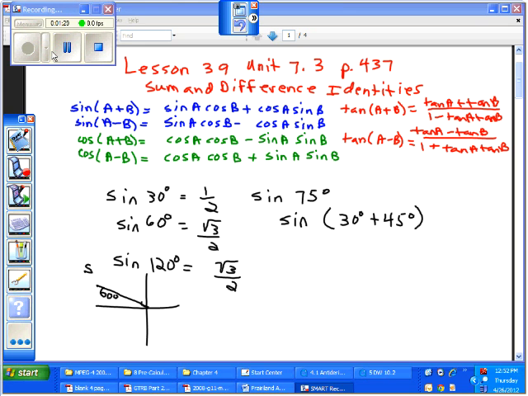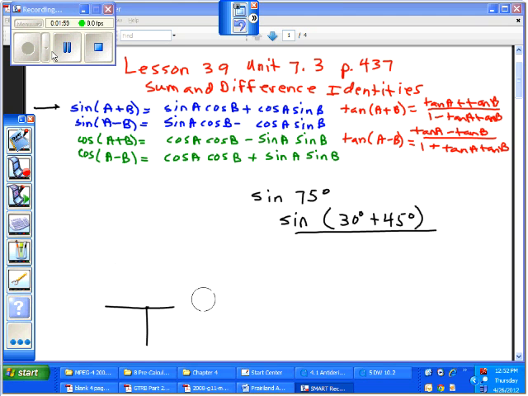But you can't just take sine 30, sine 45, and add them together. The sine of 30 plus 45 expands into sine 30 cosine 45 plus cosine 30 sine 45. And so you've got to find 4 pieces to get the final answer. Okay? So let's just finish this one, just as an example, and then we'll do the worksheet.